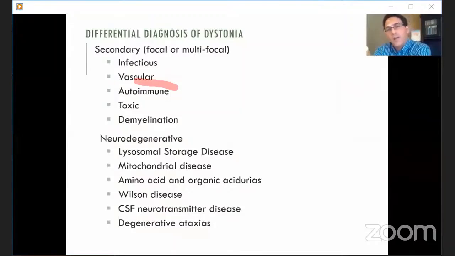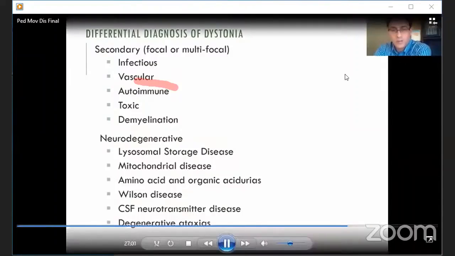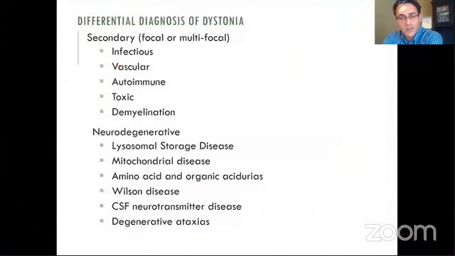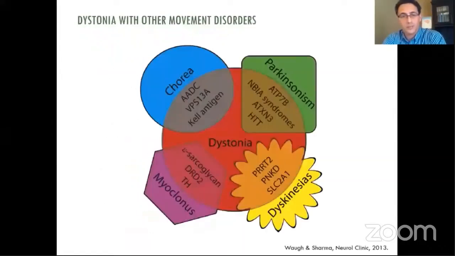The second axis when we think about dystonia is the etiology. The range of secondary causes for dystonia, again, is broad. Infectious, vascular, autoimmune, toxic, or demyelinating processes should be considered. But there is also a broad range of neurodegenerative disorders, including lysosomal storage disease, mitochondrial disorders, amino acid and organic acidurias, Wilson disease, CSF neurotransmitter disease, and degenerative ataxia. So again, we have to pay attention to the company it keeps. If dystonia is present with other movement disorders, that can sometimes be helpful.